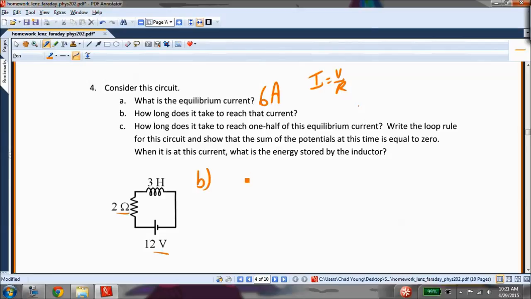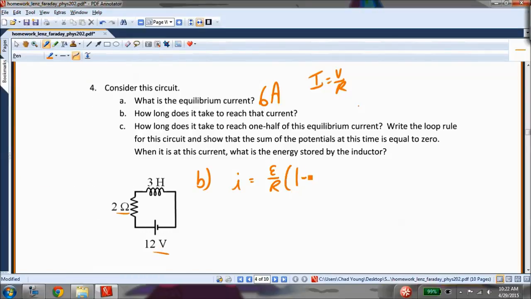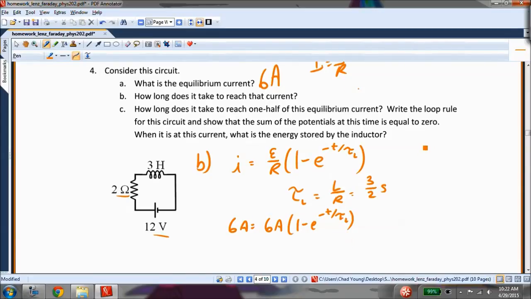So if I think about this, I is equal to the EMF over R, that's my maximum current, times 1 minus e to the minus t over tau, where tau is the time constant of this circuit. It's equal to L over R, and in this case that's equal to 3/2 of a second. Now if I try putting in something, you can try doing this in your calculator. If I put in 6 amps equals 6 amps times 1 minus e to the minus t over tau, you'll find that you get an error when you try to solve for t, right? Because this is an exponential function.